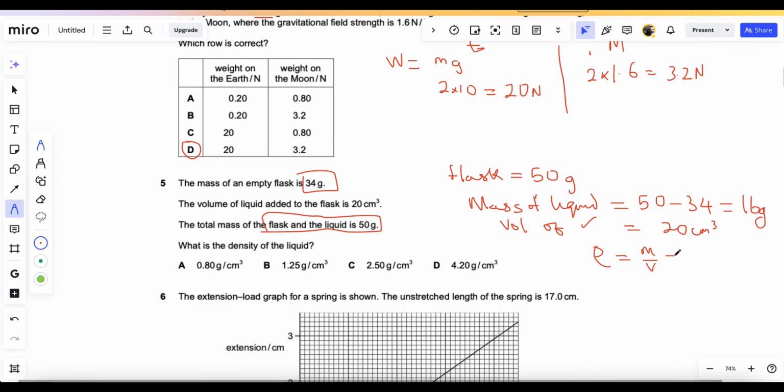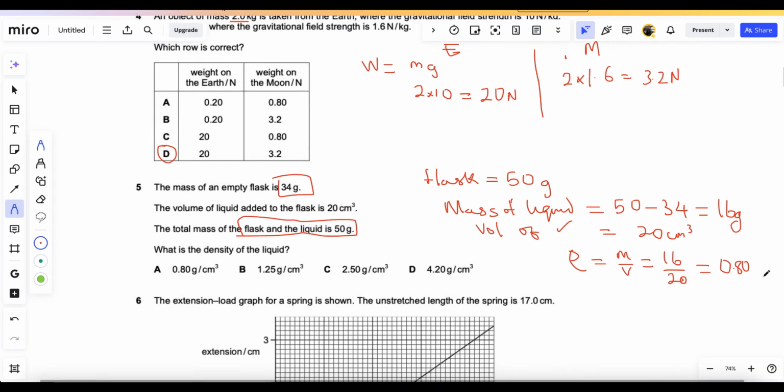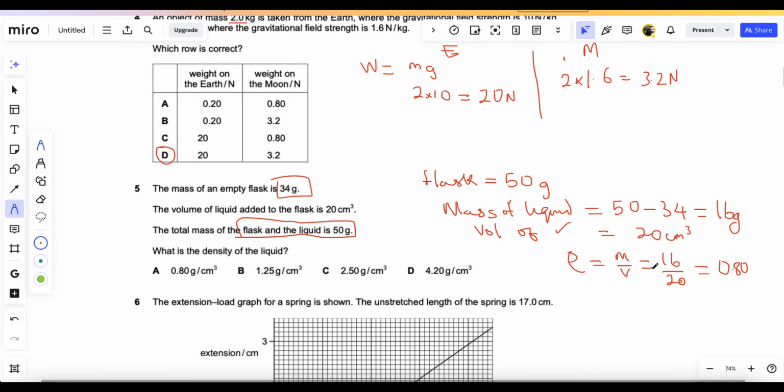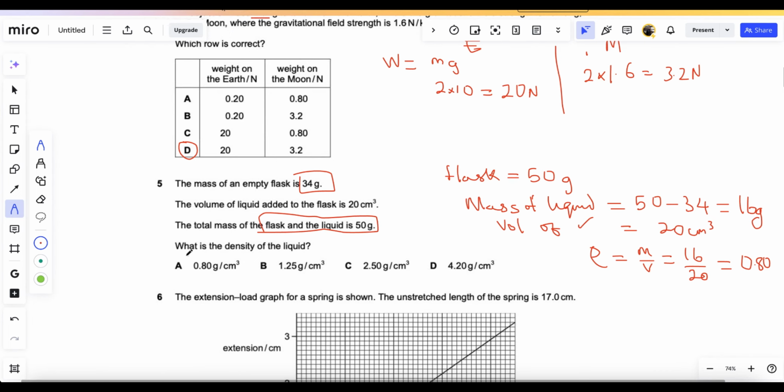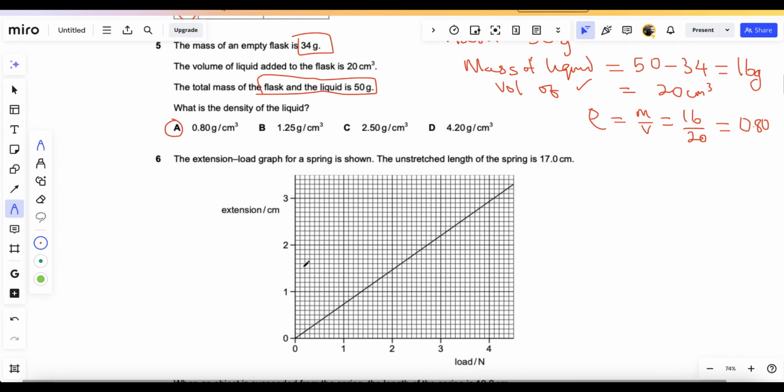The mass of liquid is 16 gram. 16 divided by 20, what do we get? 0.8, because if you divide this, you get 4 over 5, which is 0.80. Remember, it's going to be gram per centimeter cube. You must know the unit: 0.80 gram per centimeter cube. So our answer is A. Is that okay? Now we go to the next question.